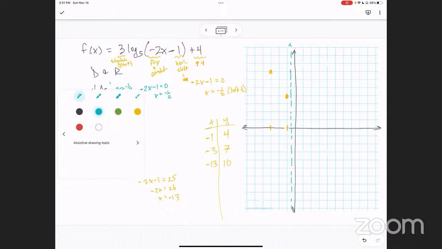And so my graph, I can see what my graph's going to do just with those points. It's going to go like this. And there's that stretch, the vertical stretch and the horizontal stretch, really both of them. Okay, good.